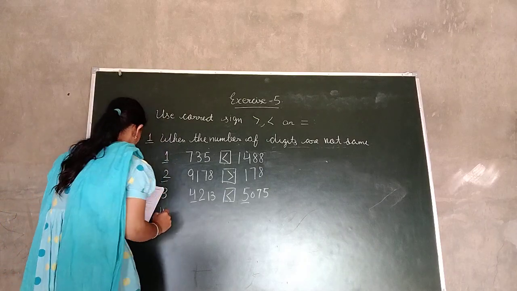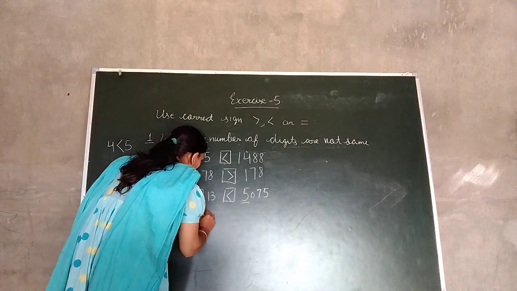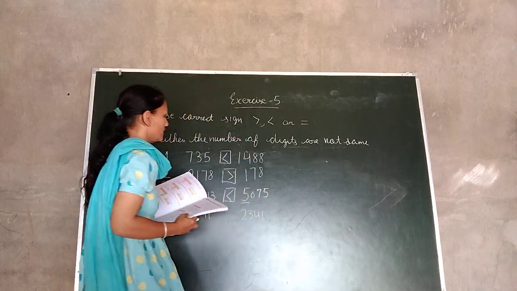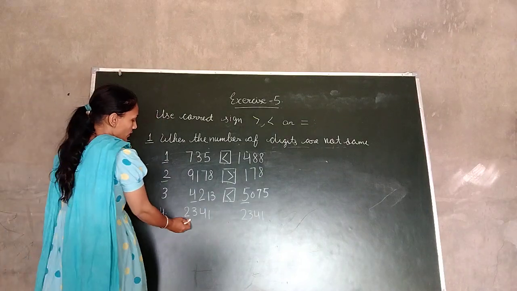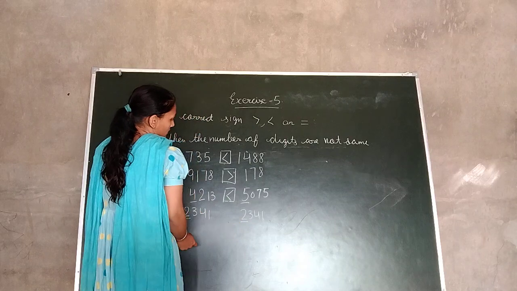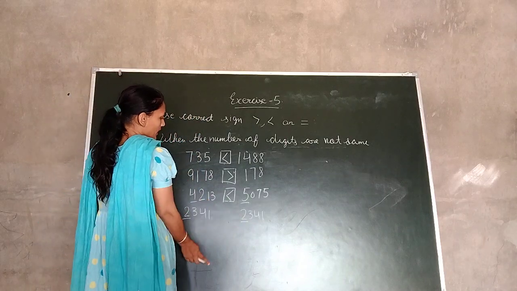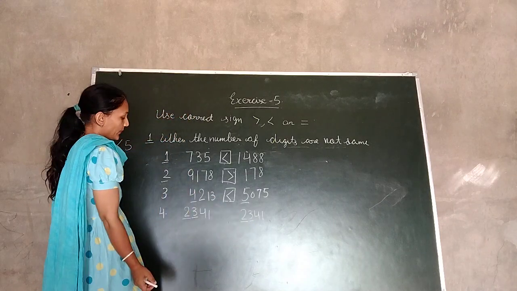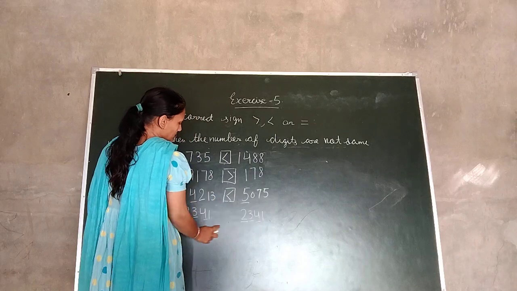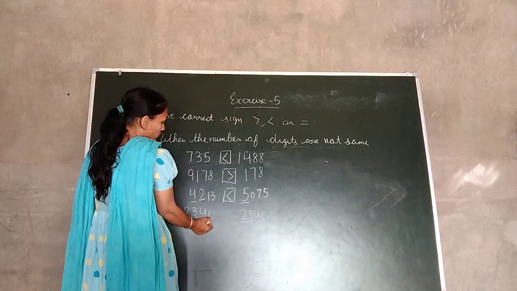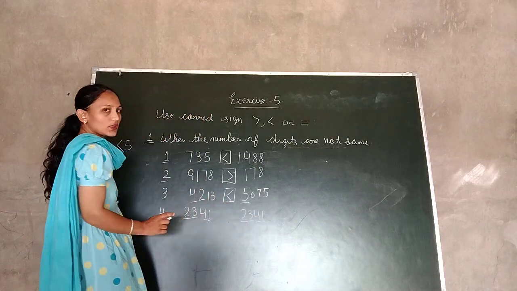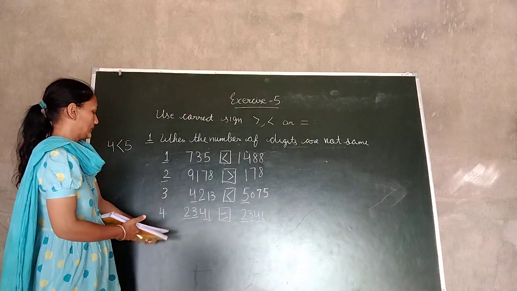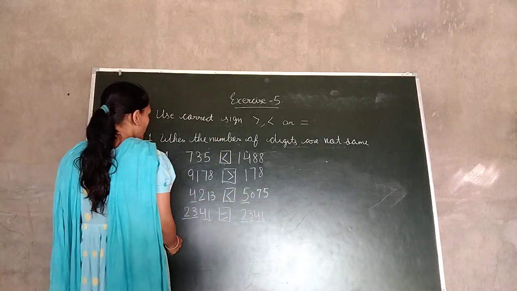Next, fourth question. 2341. Here we have 2341. So what we will do? First of all, we will compare the digits in thousand place. Both are same. Next, we will compare the digit in hundred place. Both are same. Next, we will compare the digits in tens place. Both are same. Next, we will compare the digit in ones place. Both are same. So, what it means? It means these numbers are equal. So, we will insert the equal sign here.